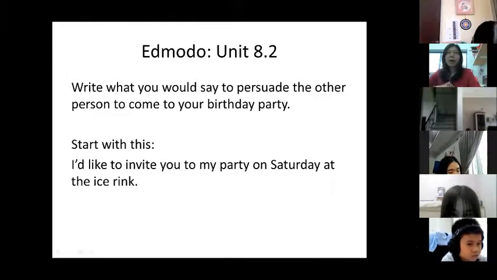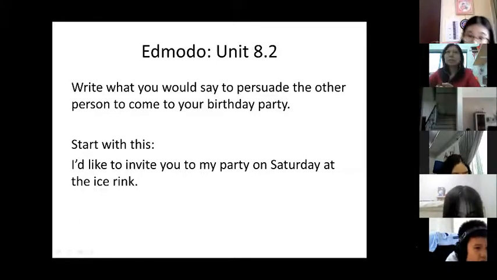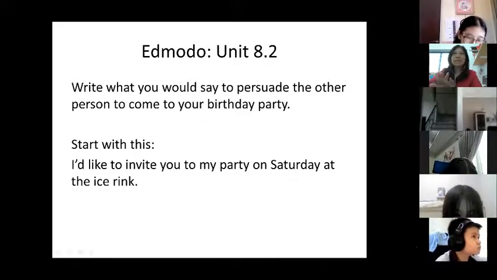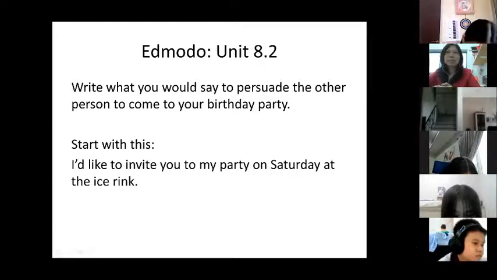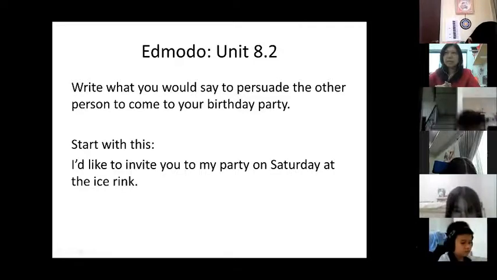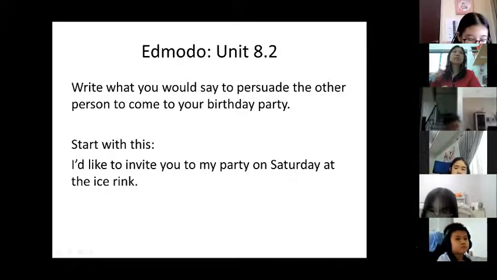Go ahead, people, write down. What does it mean, ice rink? Ice rink. The skating rink. It's the skating place where people skate. Giovanni, focus, please, because you have only 10 minutes. Copy everything, children.